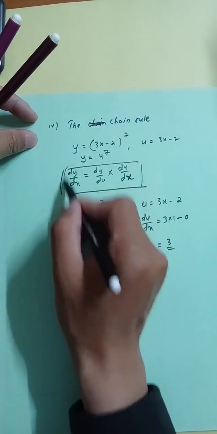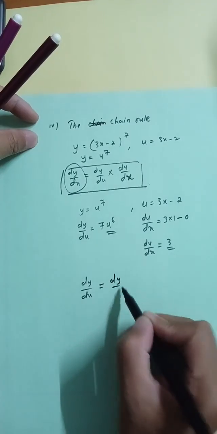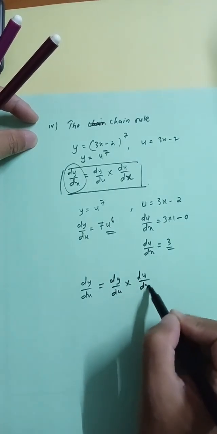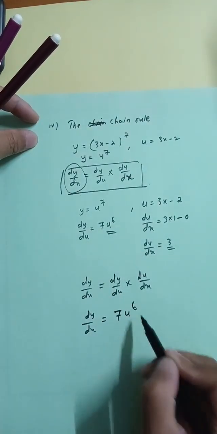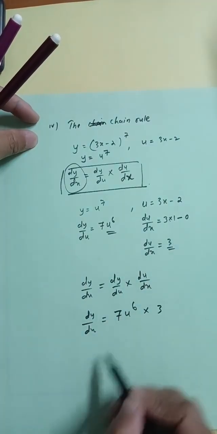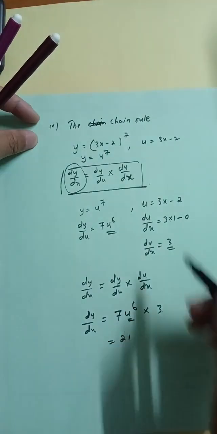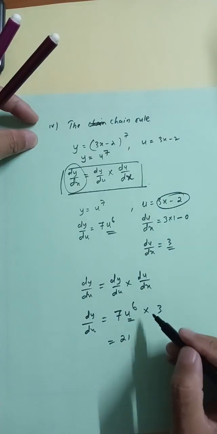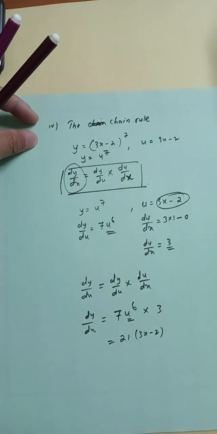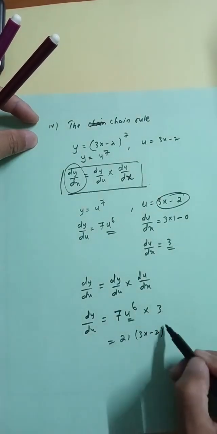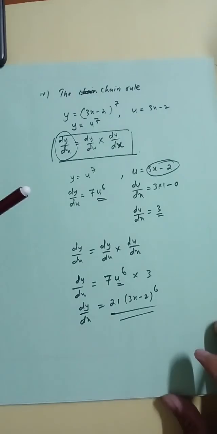Now we need to ultimately find dy over dx, which is dy over du times du over dx. So dy over dx is 7u raised to 6 times du over dx, which is 3. That equals 3 times 7 is 21, and in place of u you replace 3x minus 2. So 21 times (3x minus 2) whole raised to the power 6. So this is my dy over dx. This is the first method of the chain rule.